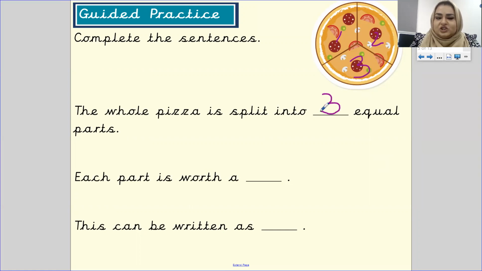Now, what is each part worth? So if I have this part here, how much is this one part worth? How much is this one part worth? Fantastic. 1. Now, how can these be written down as a fraction? I have 1 over 3 because there's 3 parts in total. The 3 parts make the whole. Okay, because my pizza as a whole has 3 parts.